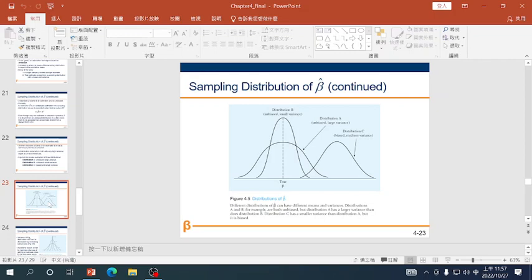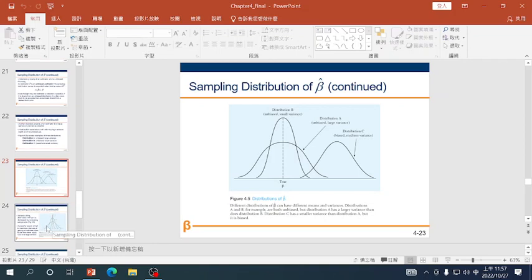This is the first property. Unbiased means the expected value of beta hat should be equal to beta. And the OLS estimator meets this requirement. Therefore, we are using OLS. And what about the second property?